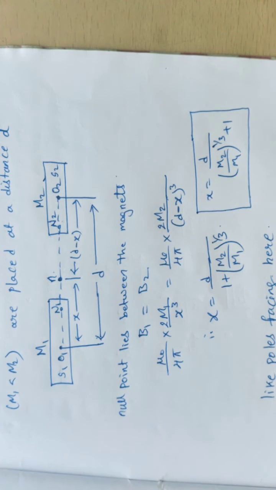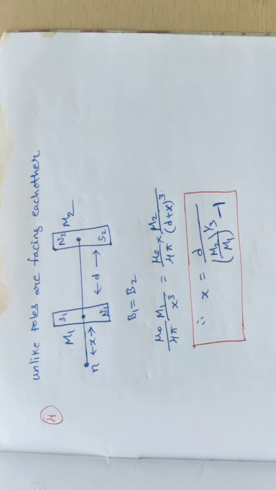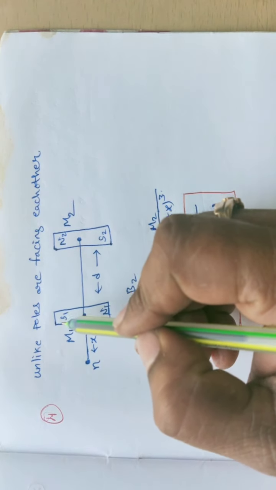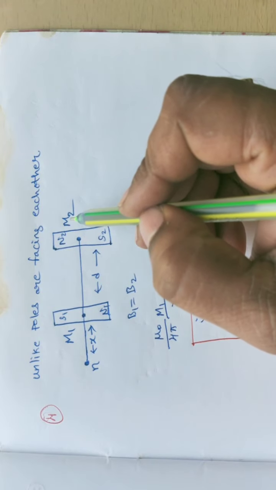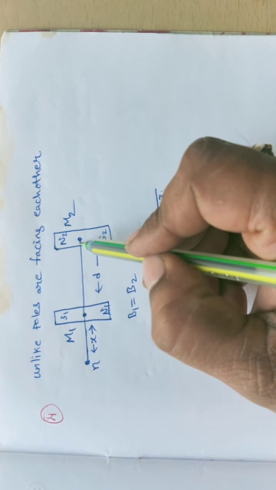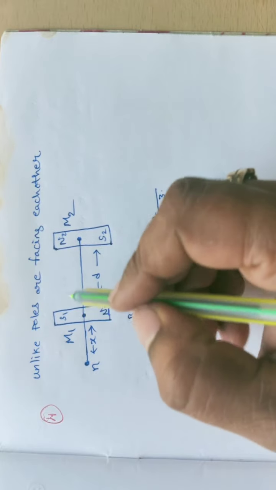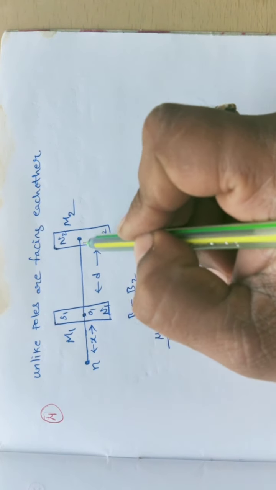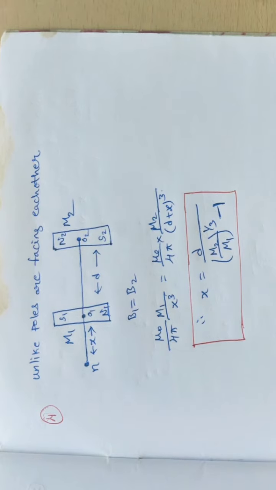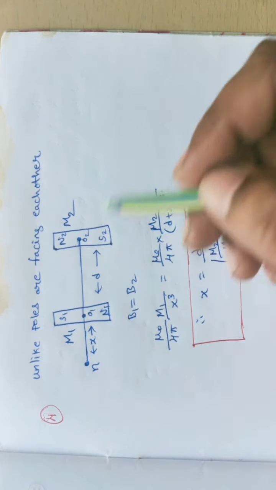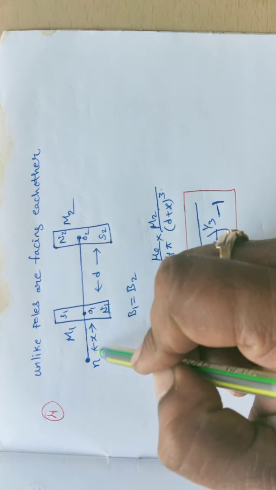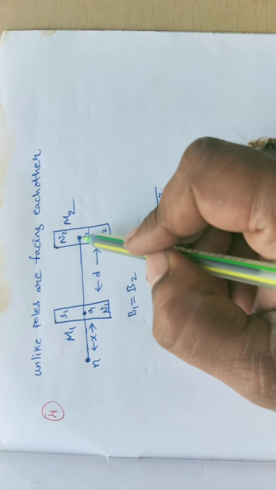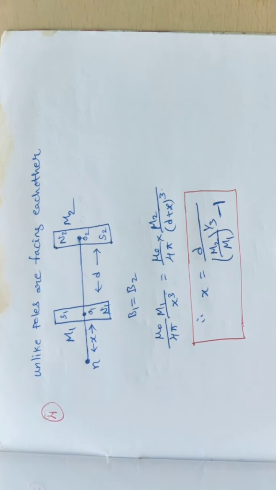Okay, students, this is the last case. Unlike poles are facing each other; observe carefully, this is the first magnet's south pole and this is the second magnet's north pole. The magnetic moment m1 is here and m2 is here. So actually this is the equatorial line for both. This is the center of the first one and this is the center of the second. Let the neutral point be at distance x from the first one, and from the second one it is d plus x.